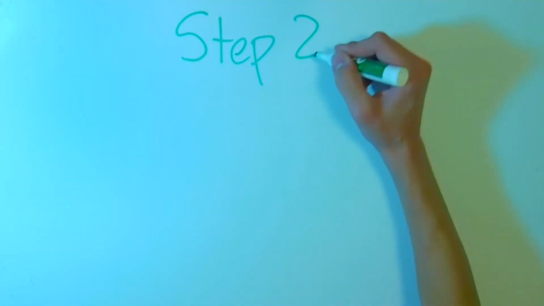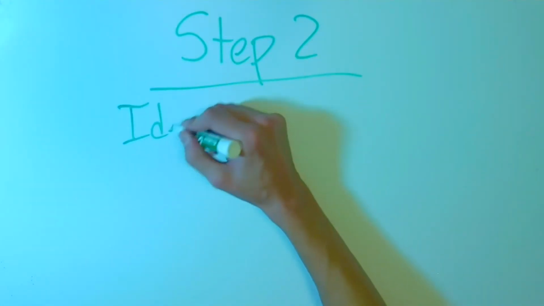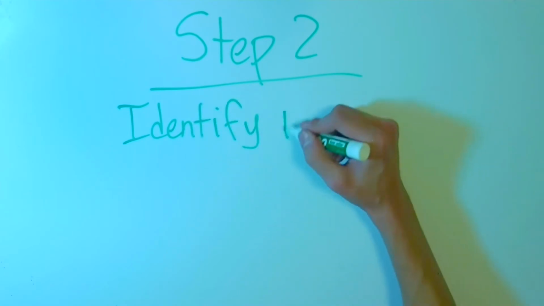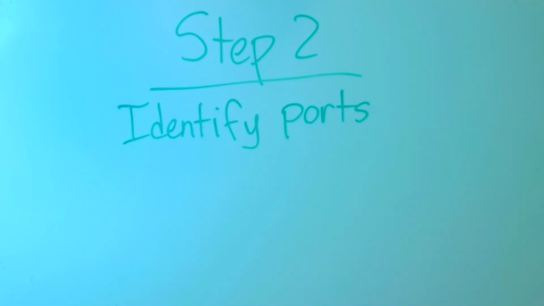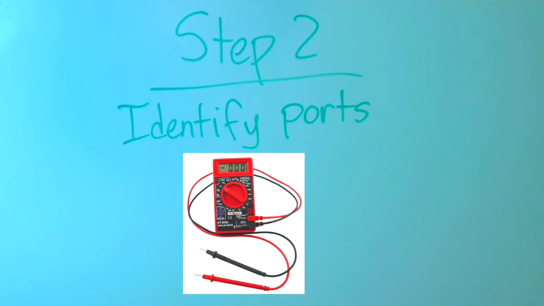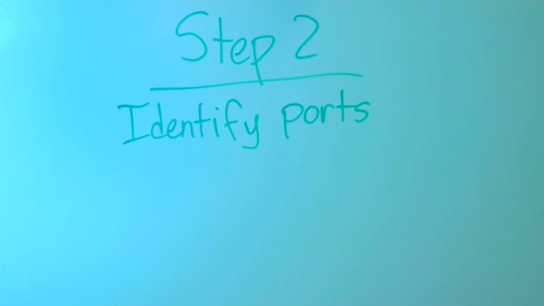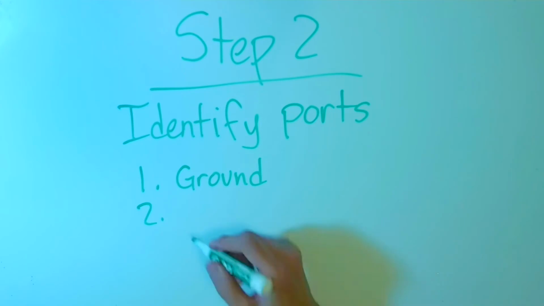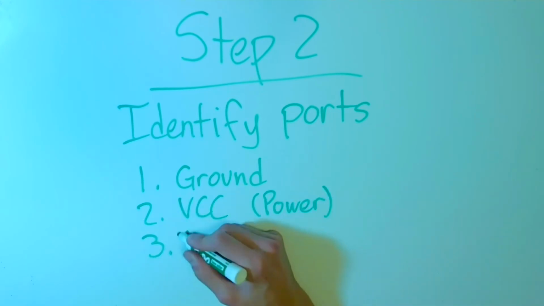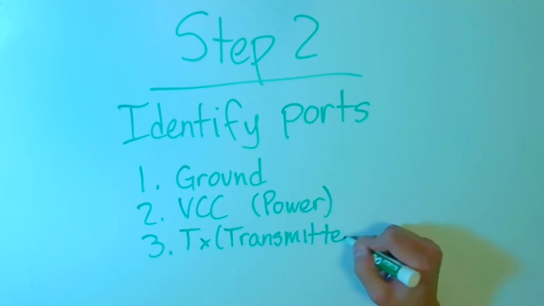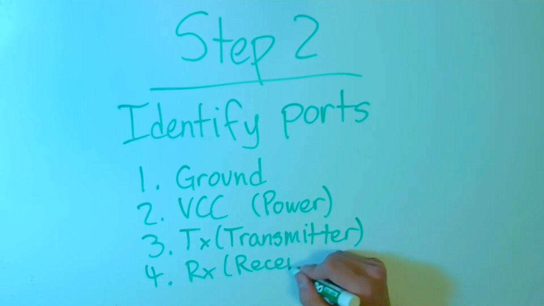At this point, it's time to determine which port does which function within UART. This can be done using logical analysis to figure out each port's function. If you're following along at home, you're going to want to get out your trusty multimeter right now. So there are 4 main functions that we want to figure out. We want to identify ground, VCC, TX, which is data out, and RX, which is data in.